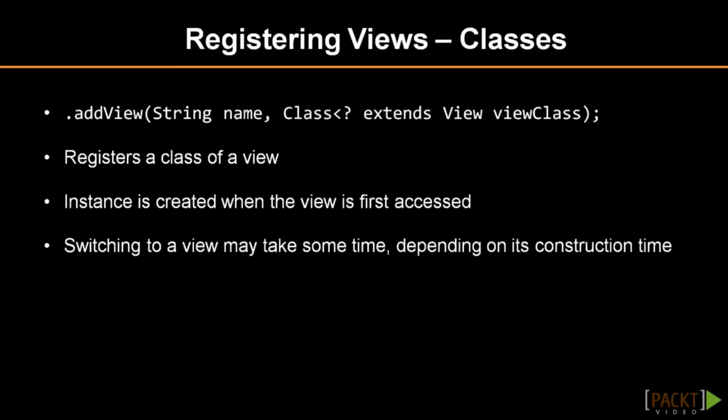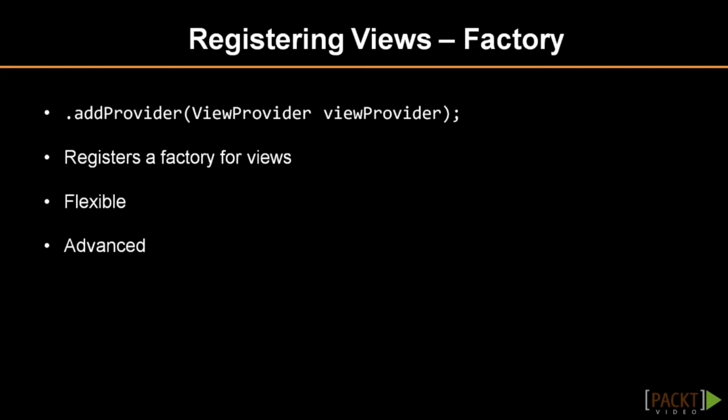Instead, we can register a class of that view. It will be instantiated when we navigate to that view for the first time. This is memory efficient, but at the price of speed. If the construction of a view takes a significant amount of time, the process of creating the view will be unnecessarily delayed. Finally, we can register a view factory.